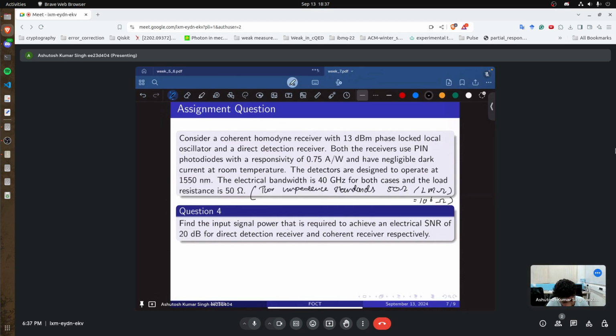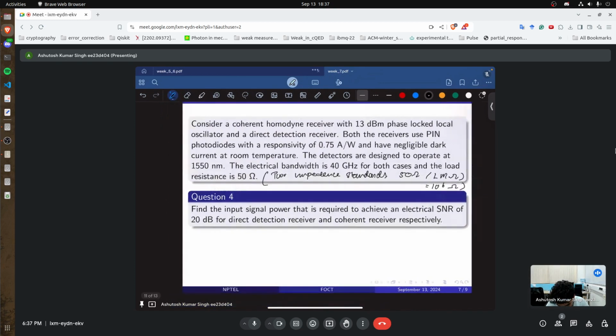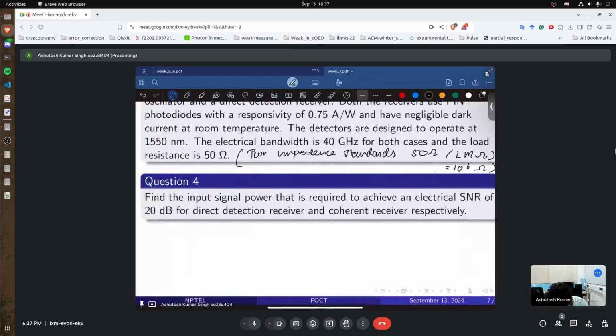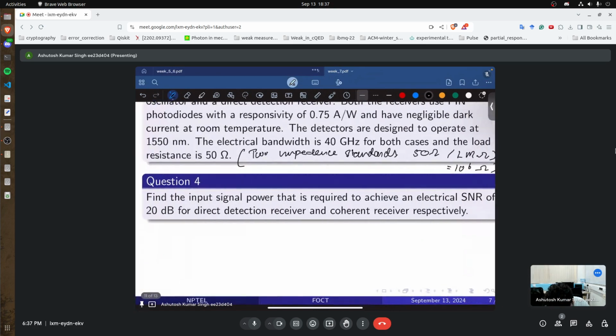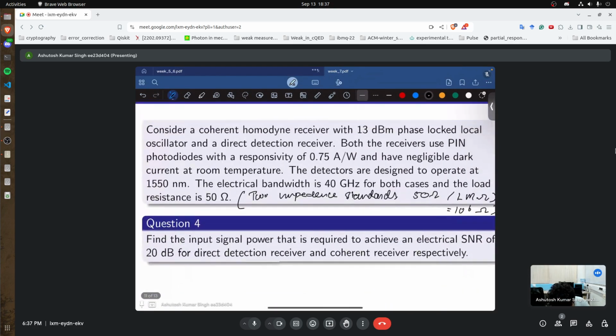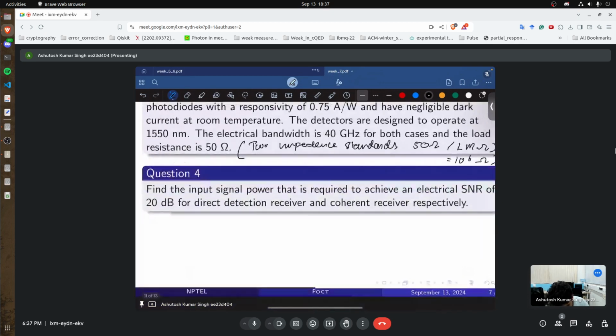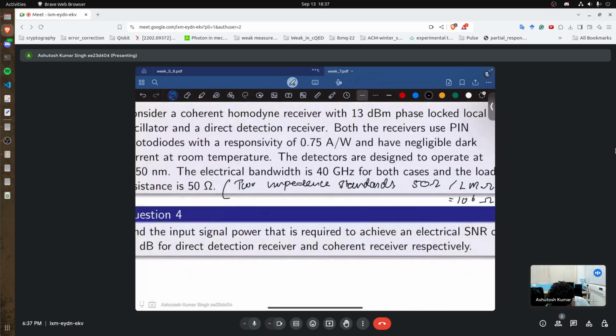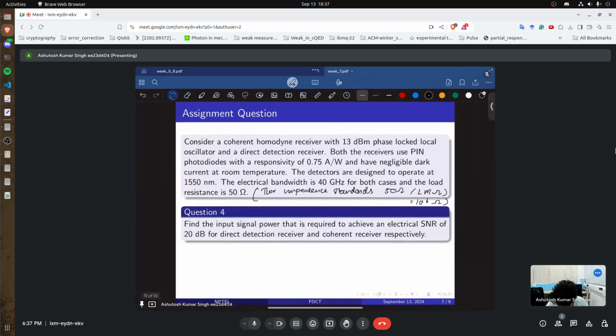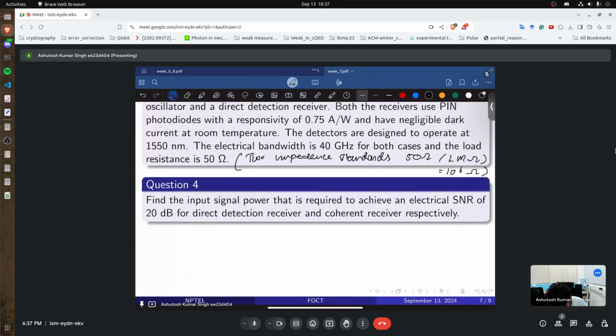Now find the input signal that is required to achieve an electrical SNR of 20 dB for the direct detection receiver and the coherent receiver. Let us write down everything that we know first. Although not mentioned here, we have to use a local oscillator power of 13 dBm. No, it is mentioned here, 13 dBm.